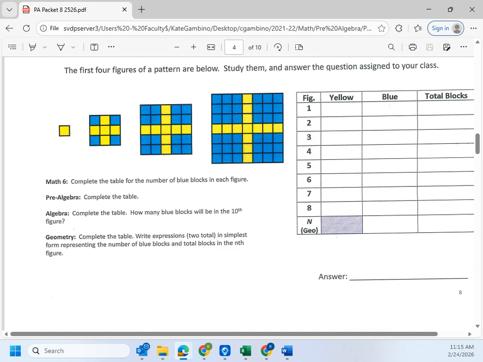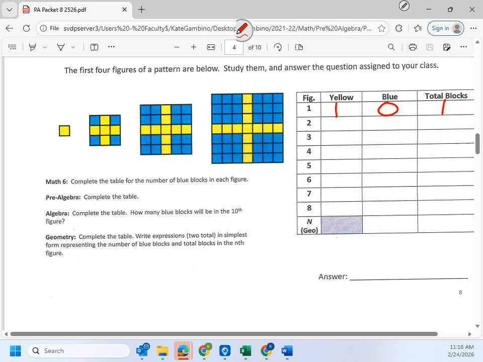Next page is our pattern page. We need to complete the entire table. In our first figure, there is 1 yellow. There are no blues, so there is 1 total black. Be careful with that. Some of us that have turned in for me to check put combined figure 1 and figure 2. Figure 1 only has 1 black. It is just 1 yellow. So make sure you're putting that 0 in for the blue. A lot of us missed that.